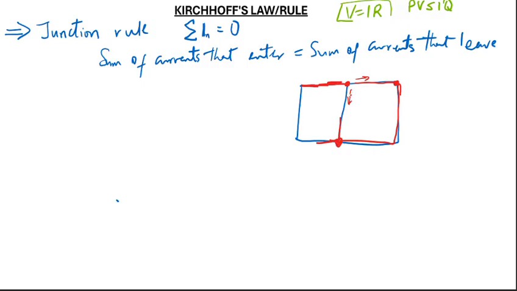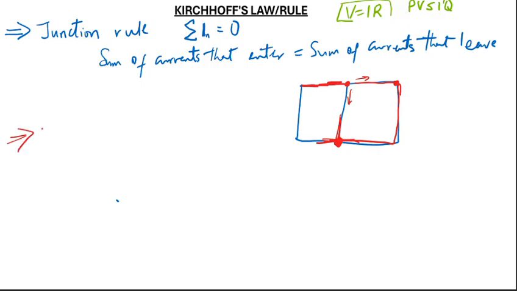So that one goes up and that one goes to the other side. So that is what we mean by a junction. It can be a T junction like this, or 3 parts like this, or 4 parts. It can be more than 3 parts. That's for a junction. Now let's talk about the second rule.